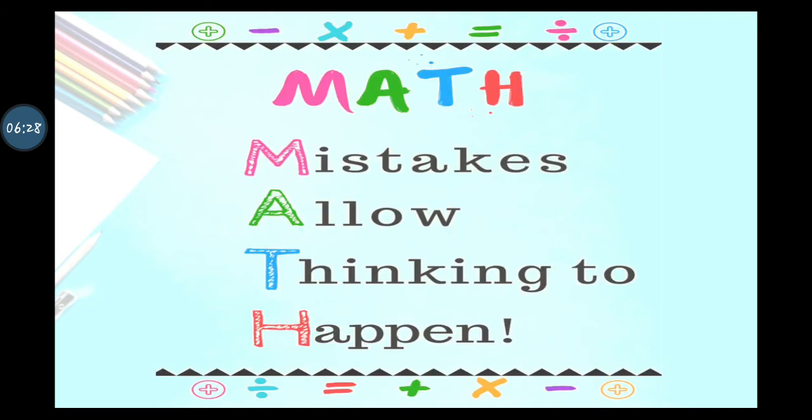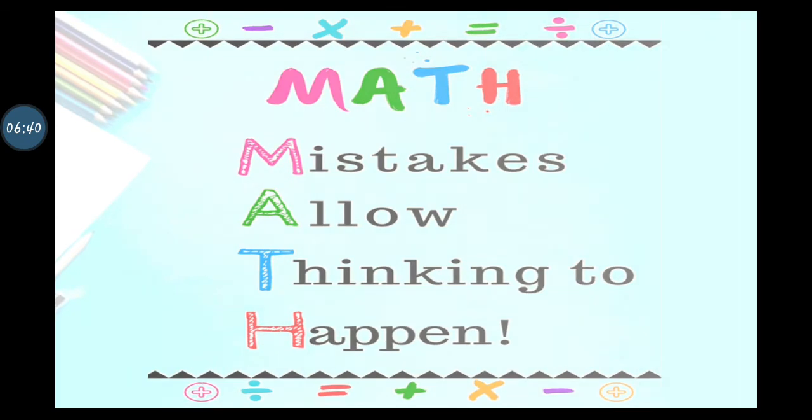Now, here is a beautiful saying about maths. M for mistakes, A for allow, T for thinking to, and H for happen. Mistakes allow thinking to happen.